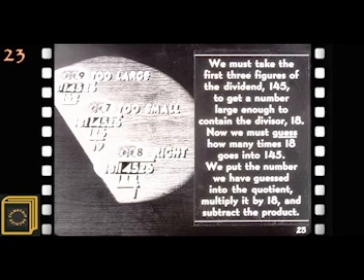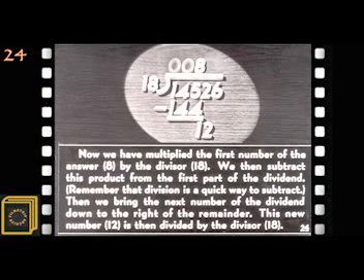We must take the first three figures of the dividend, 145, to get a number large enough to contain the divisor 18. Now we must guess how many times 18 goes into 145. We put the number we've guessed into the quotient, multiply it by 18, and subtract the product. Now we have multiplied the first number of the answer, 8, by the divisor 18. We then subtract this product from the first part of the dividend. Remember that division is a quick way to subtract. Then we bring the next number of the dividend down to the right of the remainder.